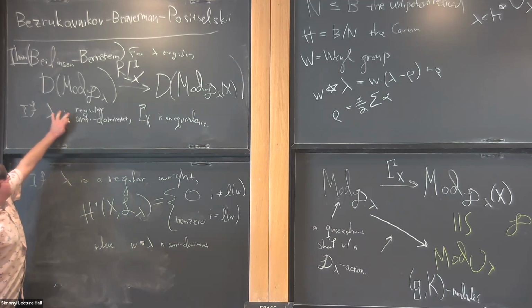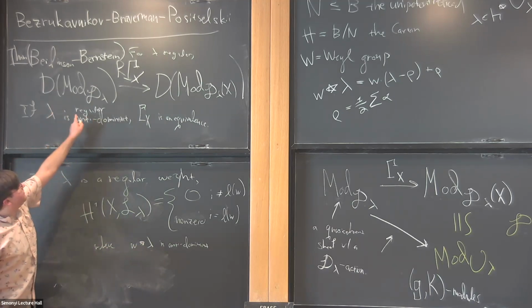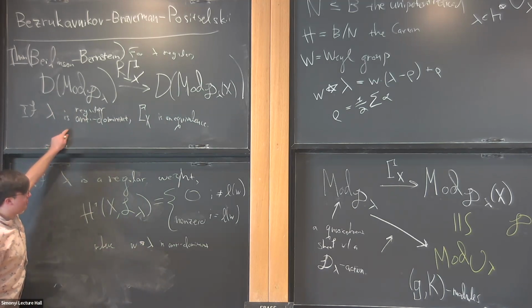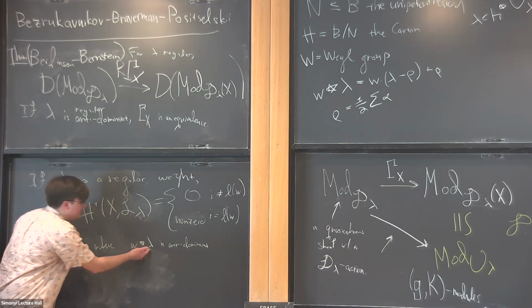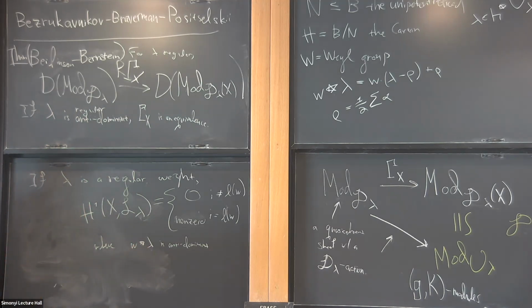And it's the exact same thing that happens in this functor. It turns out that this functor has cohomological amplitude equal to the length of w, where w times lambda is anti-dominant. So when lambda is already anti-dominant, the cohomological amplitude is 0, and you get a functor of abelian categories. But when lambda isn't anti-dominant, this is a genuinely derived functor.